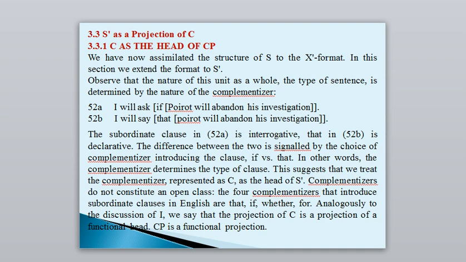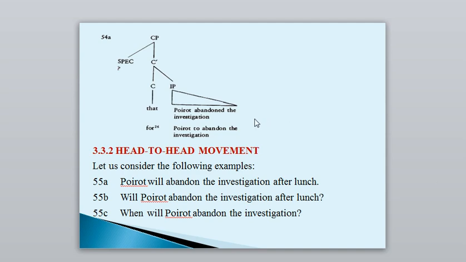So look at the tree diagram for these sentences. We have a complementizer phrase here. We write CP, which consists of a C' (C-bar), then the head C, which is that or for or whether or if. This head combines with the IP, the sentence, Poirot abandoned the investigation, or Poirot to abandon the investigation, to produce C'. Then this C' combines with the specifier to produce the maximal projection, CP, complementizer phrase.